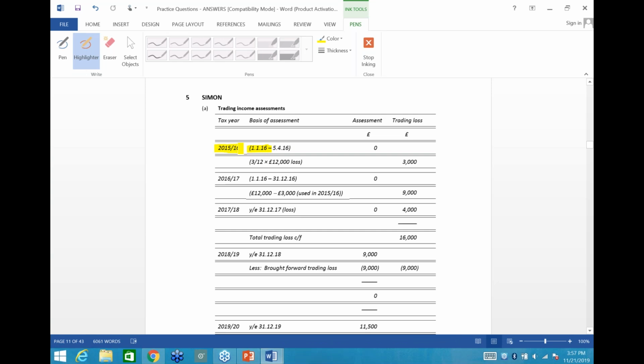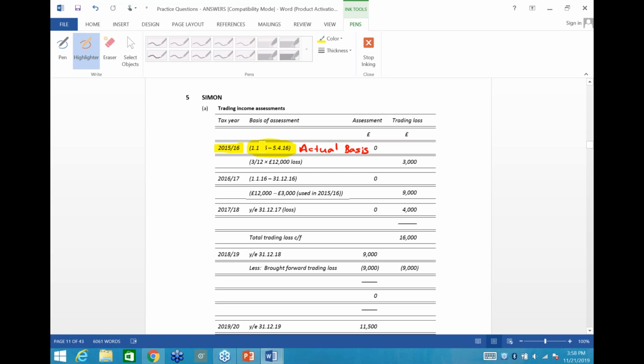For the first tax year, the basis that you have to use, you call it the actual basis. What do you mean by the actual basis? Identify the loss or profit from the date of commencement to the last date of the tax year. From the date of commencement to the last date of that tax year. So here you cover a period of 3 months.